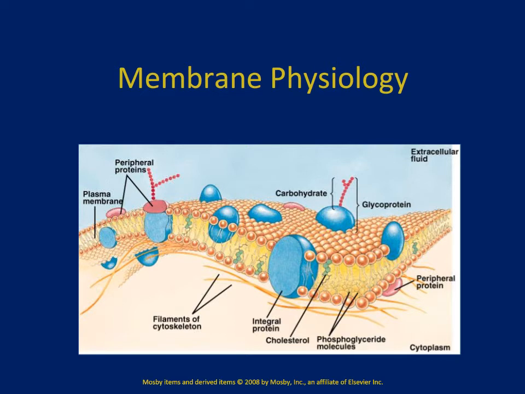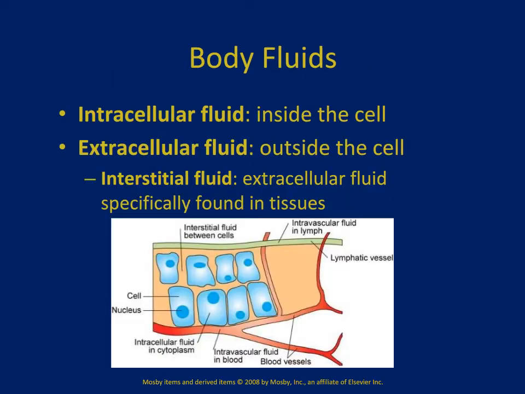Today we're going to look at part 3 of our lecture on cells, and we're going to focus on membrane physiology. If you remember from previous lectures, we said that the plasma membrane was composed of phospholipids and also plasma proteins, and this forms an effective barrier that helps to regulate the passage of materials into and out of the cell. Now, some of the substances that are regulated include things like ions and electrolytes, whereas others include bodily fluids.